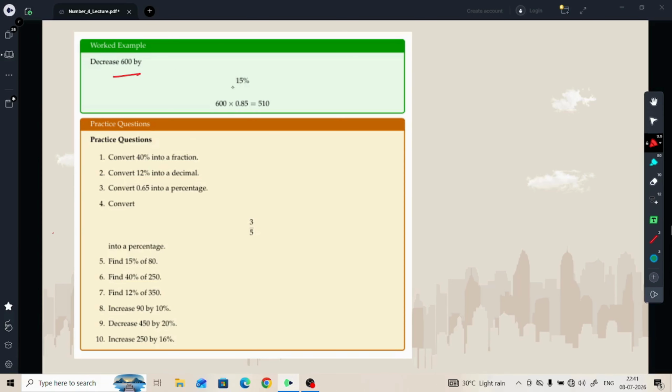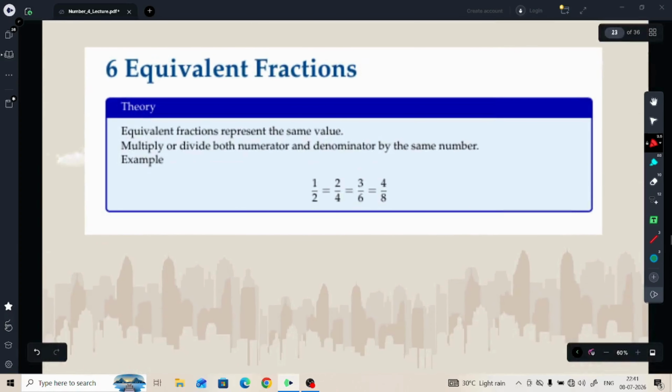Decrease 600 by 15%. If you're just decreasing something by 15%, that means the leftover part is 85%. So directly we can do it by finding 85% of 600. There can be multiple methods, but the best one is this only. So 85 by 100 into 600 will come out to be 510. Like that you can do it. Okay, very easy and very simple to understand.